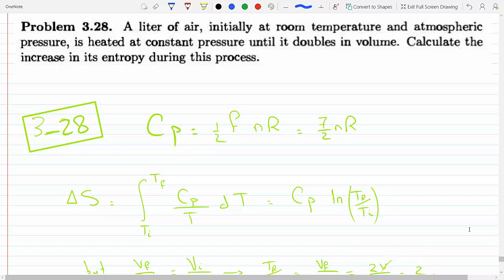A liter of air initially at room temperature and atmospheric pressure is heated at constant pressure until it doubles in volume, so it goes from V to 2V. Calculate the increase in its entropy during this process.